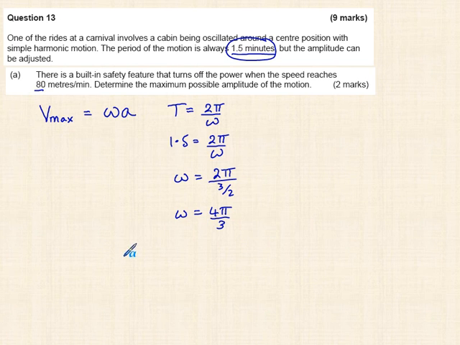Vmax needs to be 80. So 80 is equal to 4 pi by 3 times A. Rearranging, A is going to be 3 times 80 divided by 4 pi. And calculating that gives us 19.10 meters.